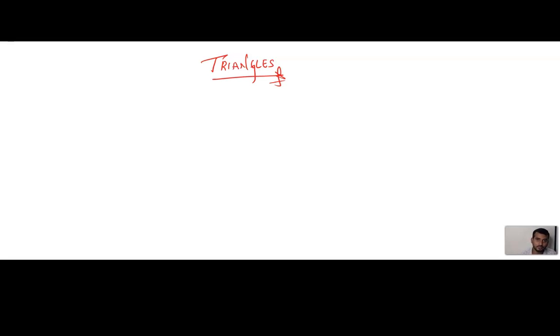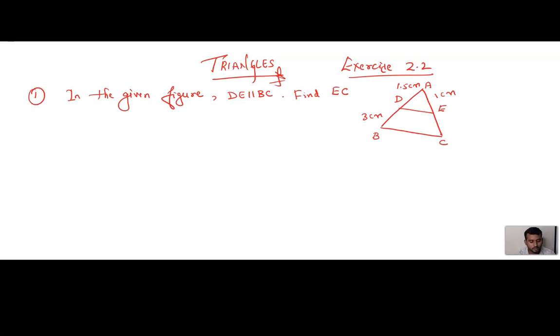Let's begin with the first problem. See students, here the question is: in the given figure, triangle ABC is given, in which DE is parallel to BC. We need to find EC. He has given AD equals 1.5 centimeter, DB 3 centimeter, and AE 1 centimeter. He is asking us to find EC.